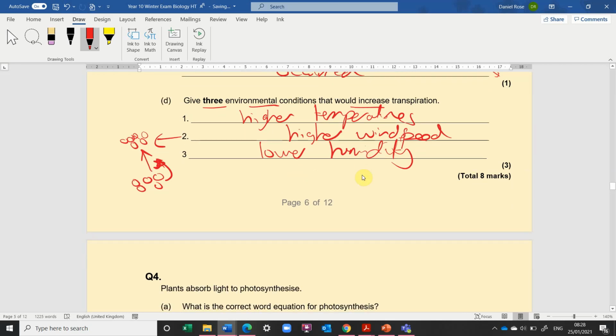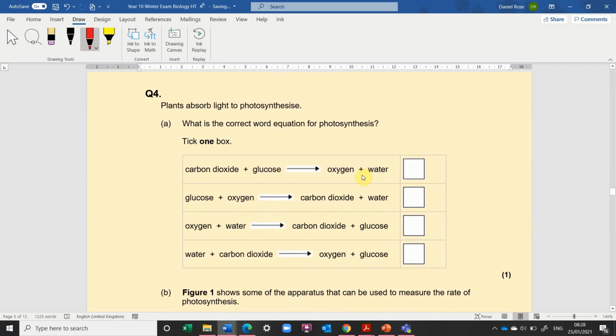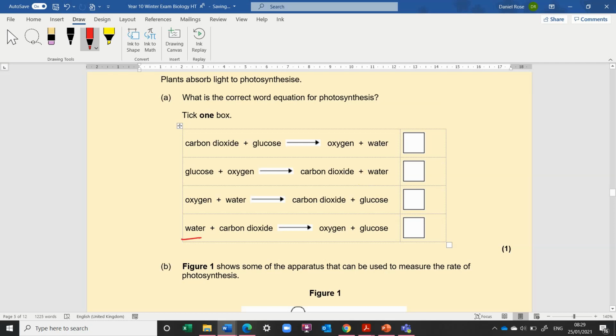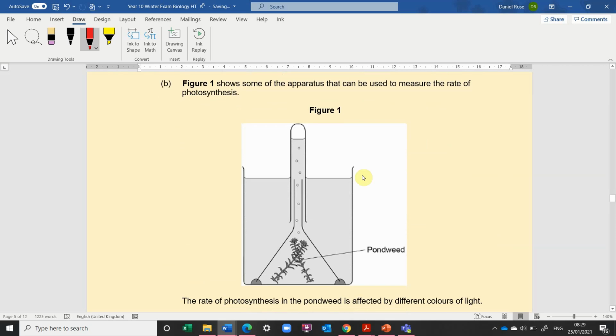Right. Plants absorb light to photosynthesise. Most people do really well on this one. Okay, if you had it back to front, think about it, plants need water, they need CO2, and that gives them, they then make oxygen and glucose.